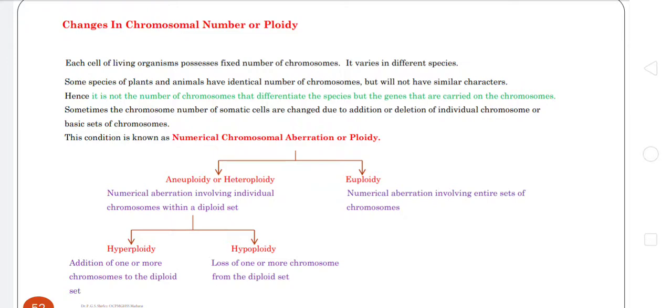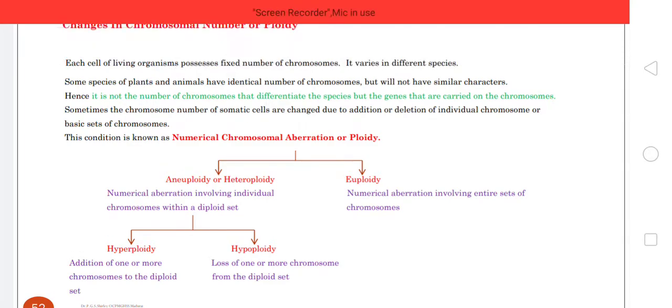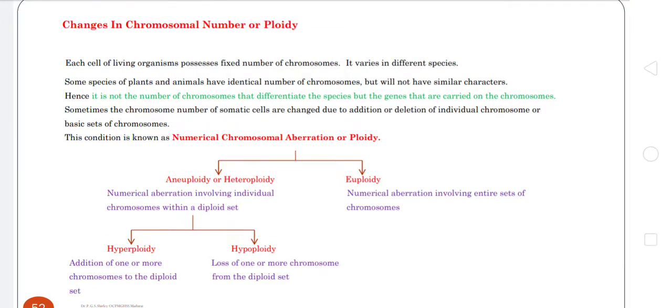Let's see in detail what chromosomal mutation in number is. This is also called ploidy. Every organism possesses a fixed number of chromosomes. For example, human beings have 46 chromosomes, onion has 8 chromosomes, rice has 12 chromosomes. So every species has a fixed number of chromosomes, but this may vary in different species.